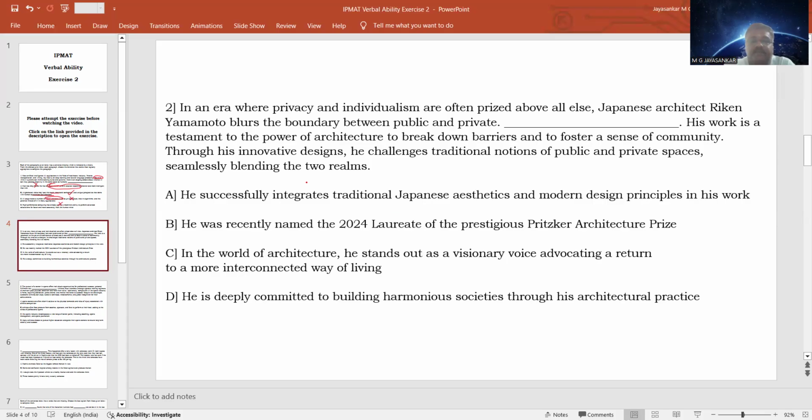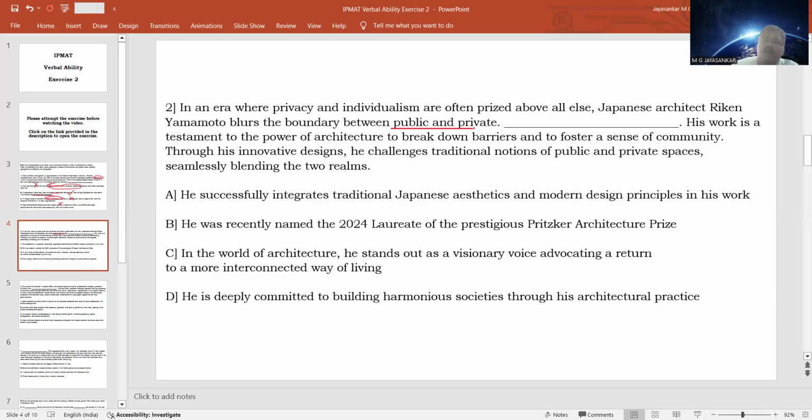Second question: in an era where privacy and individualism are often prized above all else, Japanese architect Yamamoto blurs the boundary between public and private. So it says that we are living in an era where privacy is given great importance, and everybody is giving importance to their privacy. In such an era, the architect Yamamoto is blurring the boundary between public and private. It means he is surpassing the boundary between private and public, integrating private spaces with public spaces. This is what he is doing.